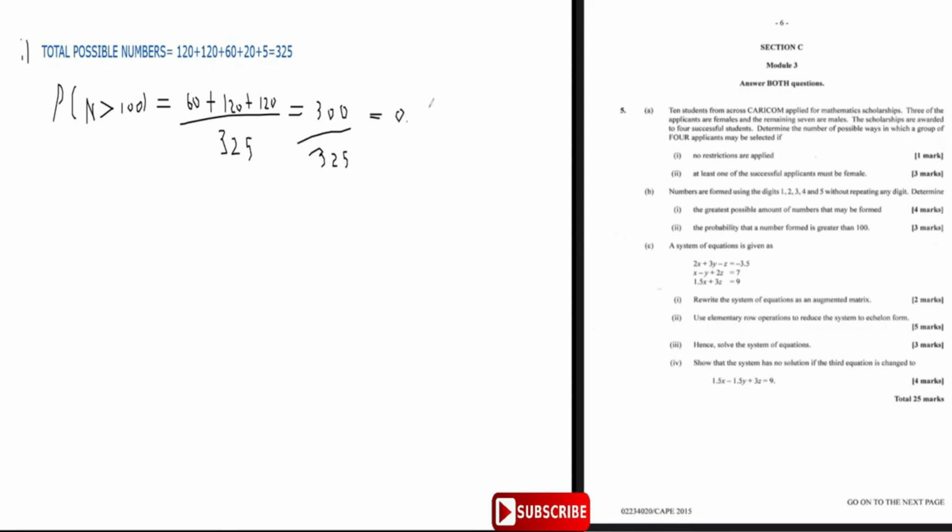300 divided by 325 is 0.923. Nice and easy. That's part 2.